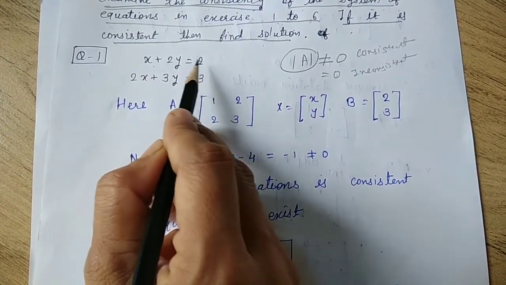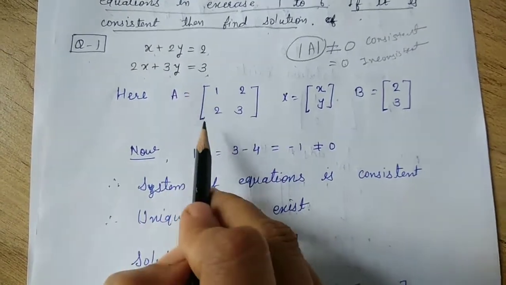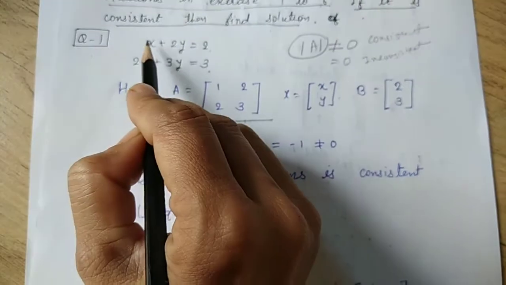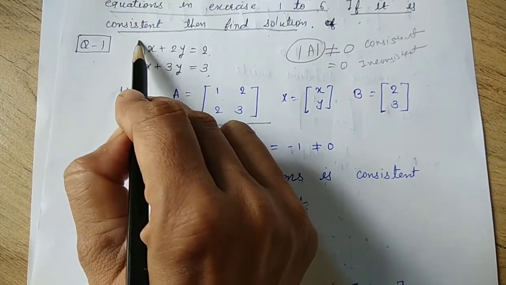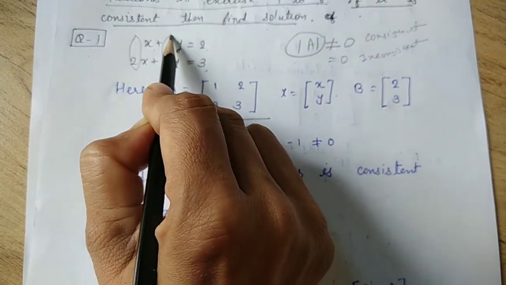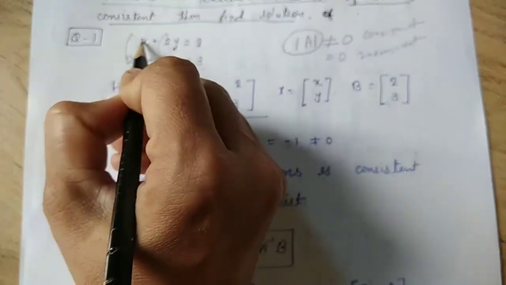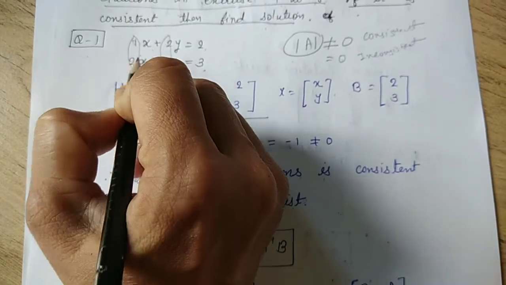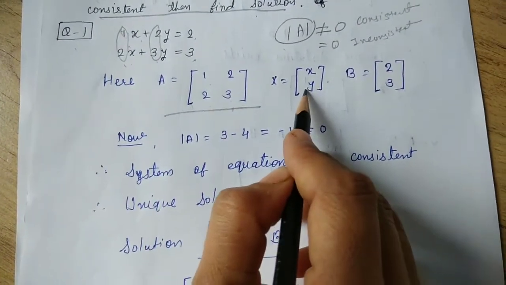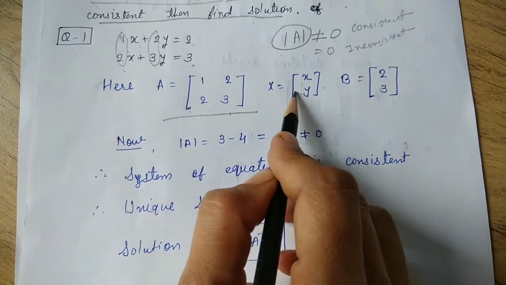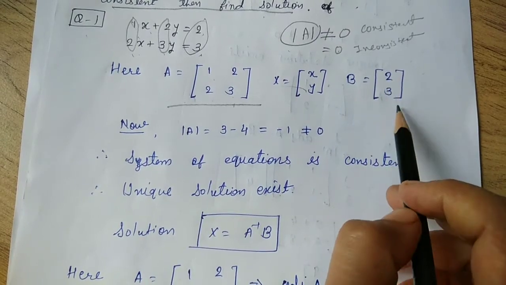x plus 2y is equal to 2 and 2x plus 3y is equal to 3. So here, if we write down A, then what is A? The matrix which can be obtained by the coefficients of x and y. So here 1, 2, and here there is nothing, so 1. So 1, 2. Here 2, 3. X is equal to x, y and B is equal to the constants, that is 2 and 3.